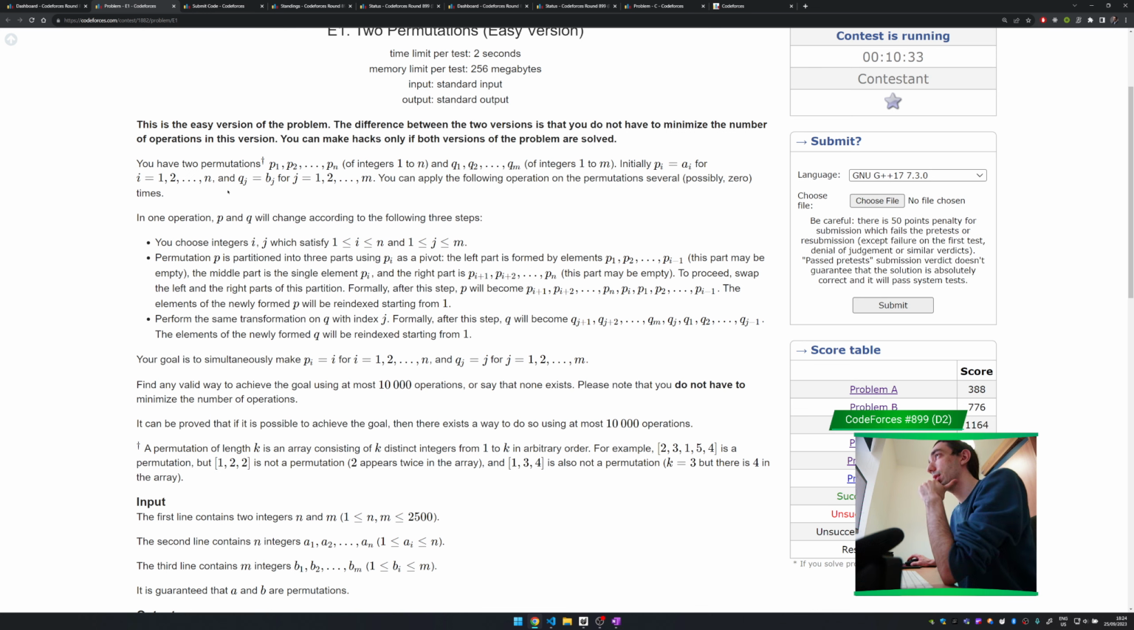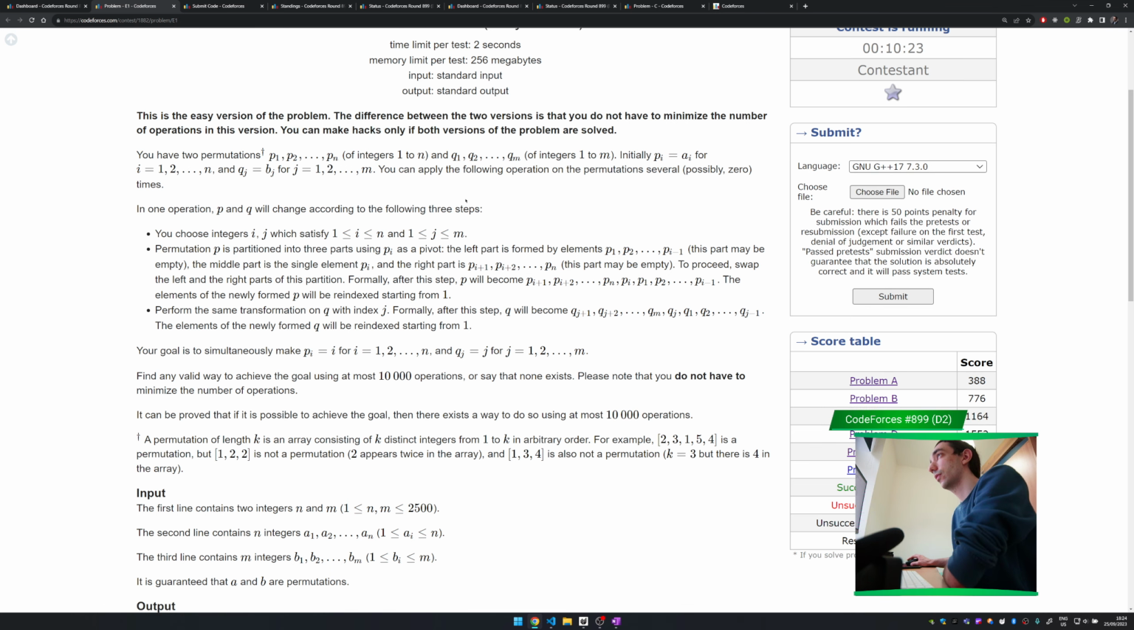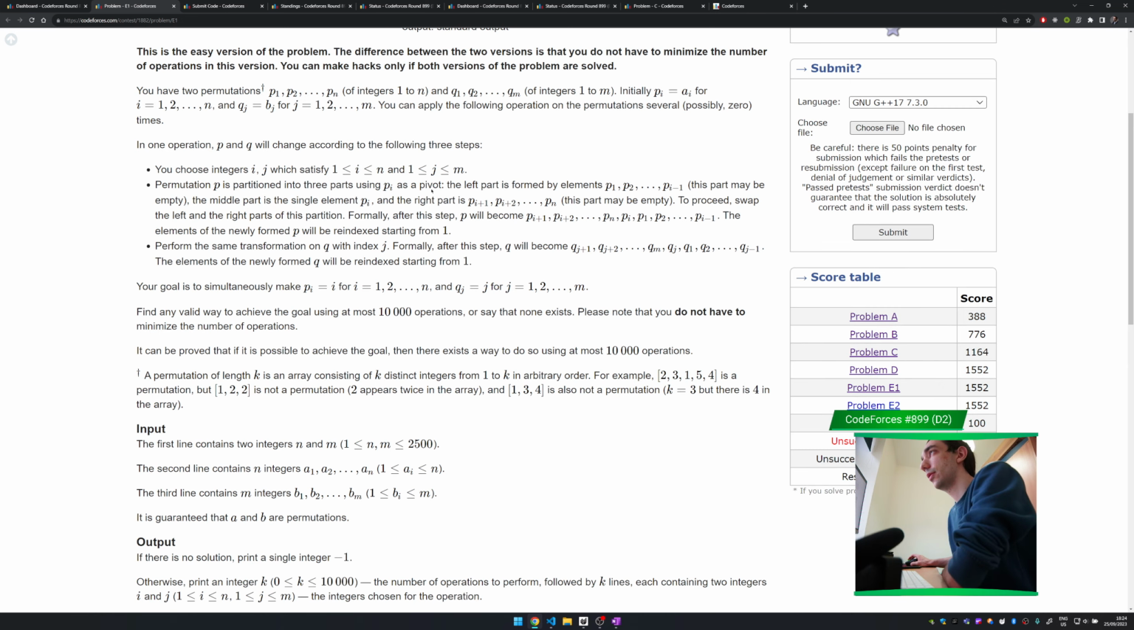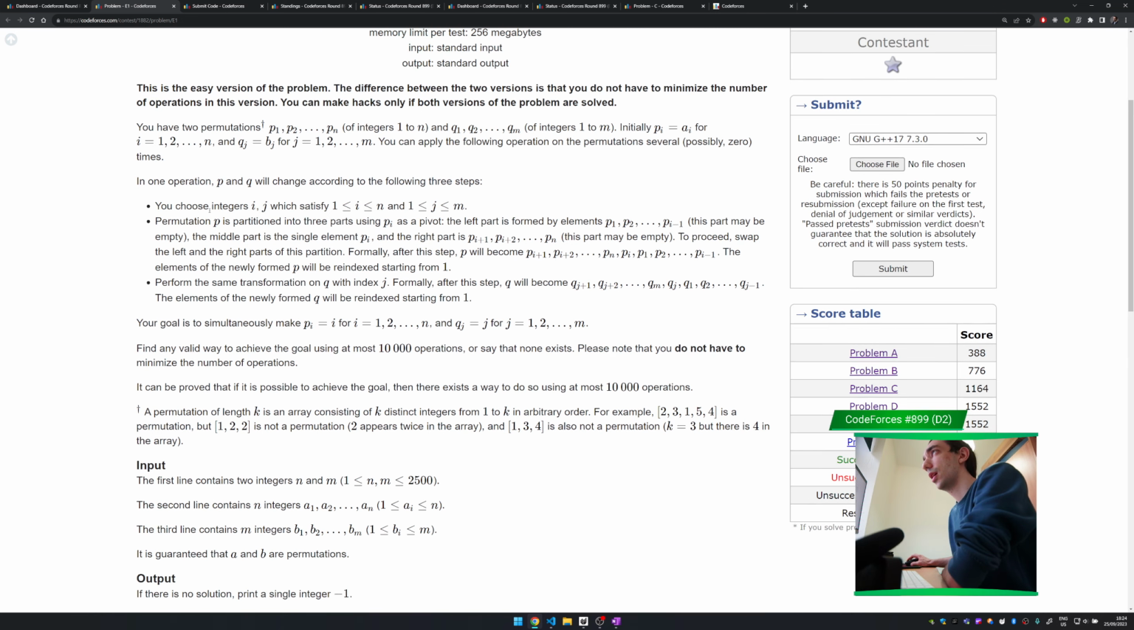Initially, P_i is this, and Q_j is this. So you can apply the following operation. One operation, P and Q will change accordingly. You choose integers i, j, which satisfy the conditions.